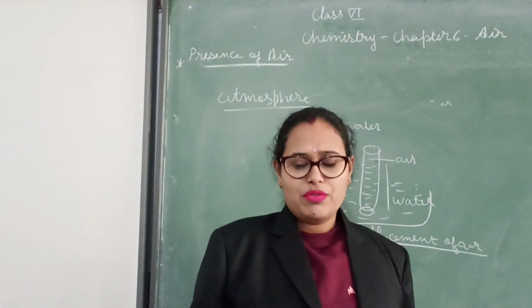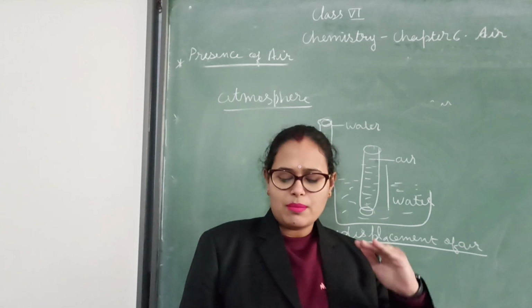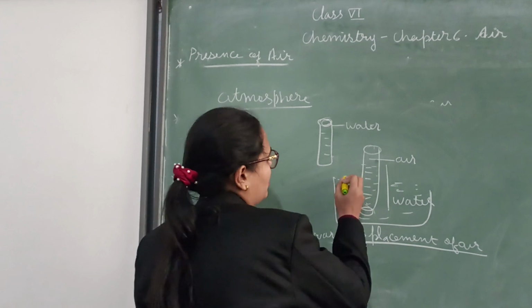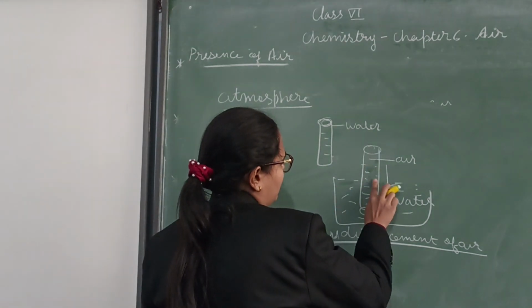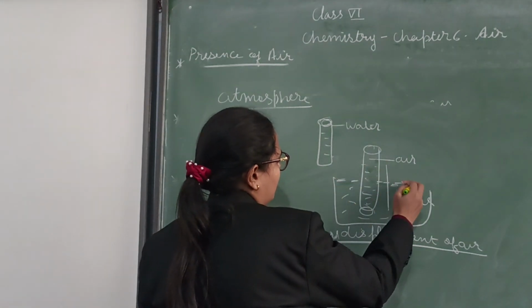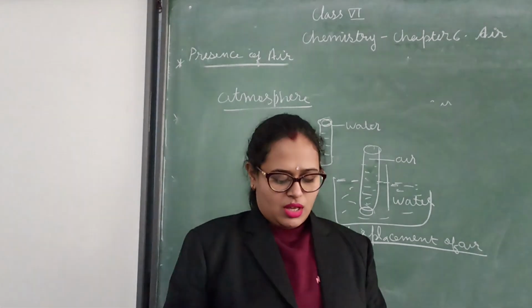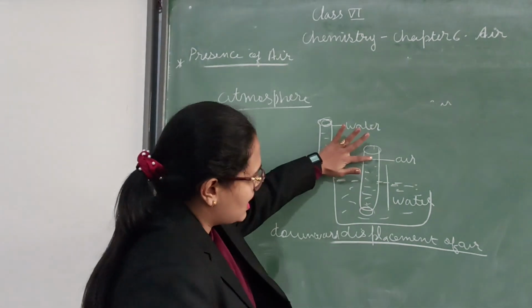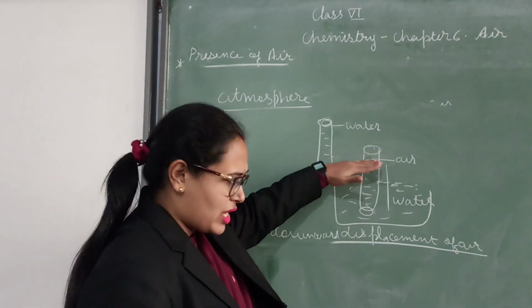So the bottle will be full of air, and the level of the water in the bottle will become same as that of the trough. So how much water is in this trough? Same water will be present in the bottle. So this is known as downward displacement of air, because air has taken the upper place and water is at the lower part.